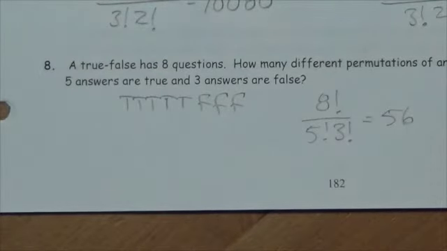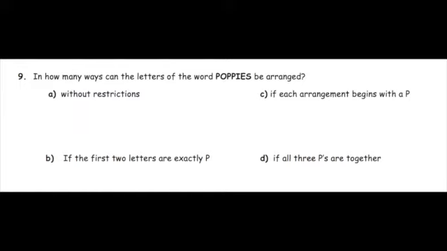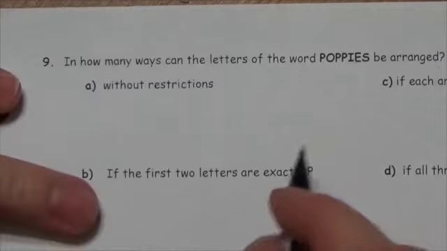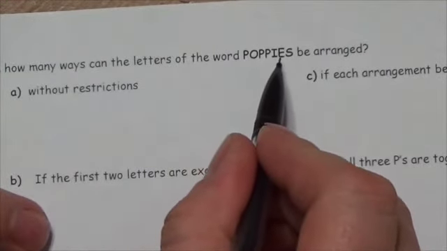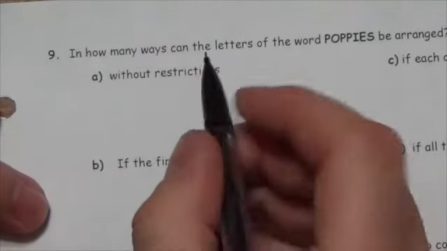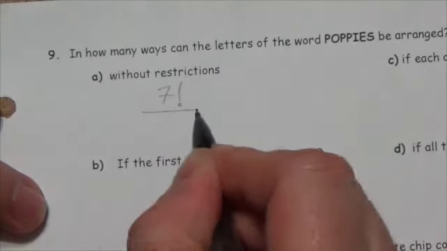In how many ways can the letters of the word poppies be arranged if A, there are no restrictions, B, the first 2 letters are exactly P, C, each arrangement begins with a P, or D, all 3 P's are together? Well, to start off with, how many letters are there in the word poppies here? 1, 2, 3, 4, 5, 6, 7. So that's going to be 7 factorial.